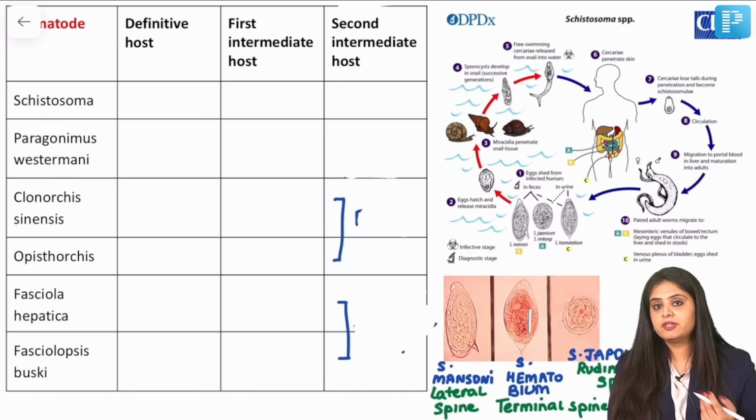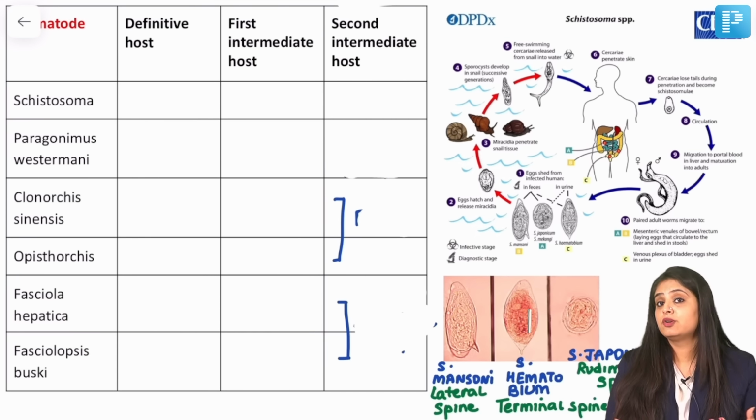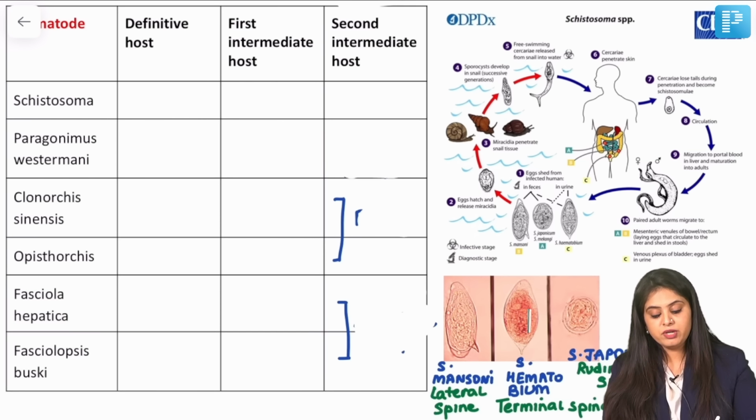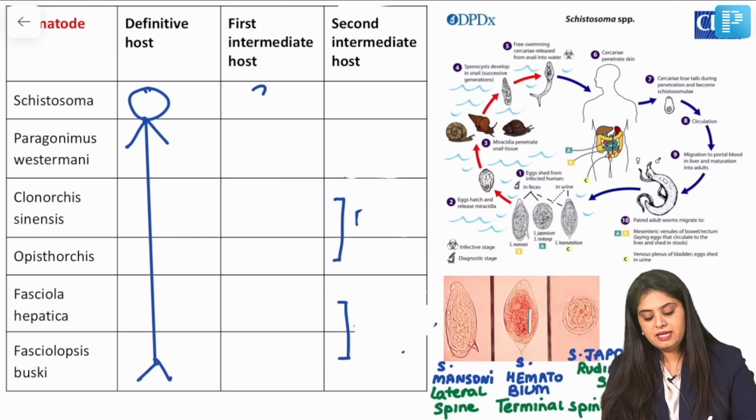You know about their eggs. I want you to know about their life cycle and about their hosts so that you cannot miss those questions also. Whatever trematode will be given, the definitive host will always be the human being, and the first intermediate host will always be the snail.